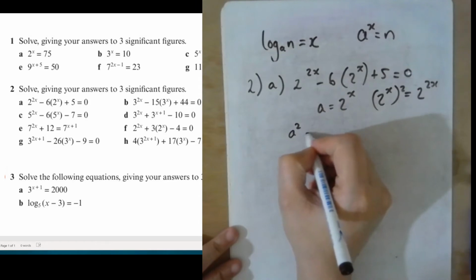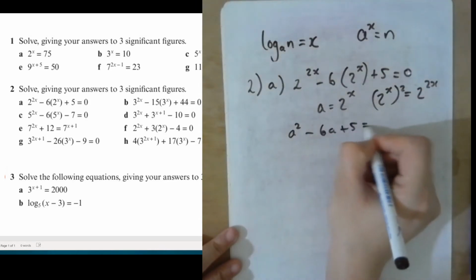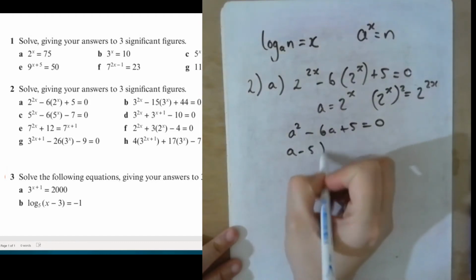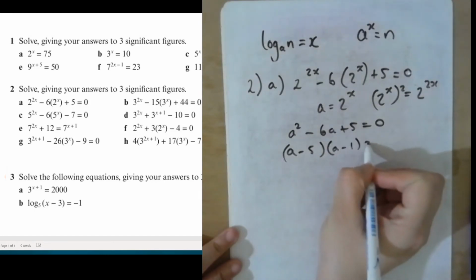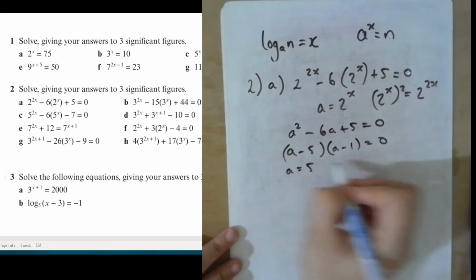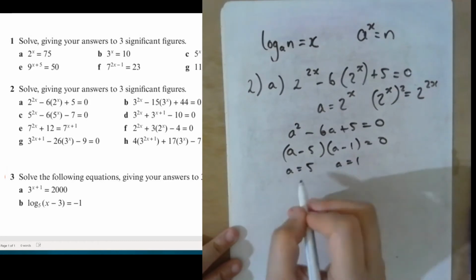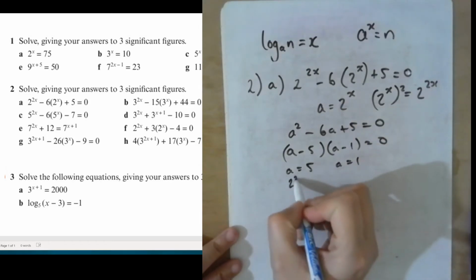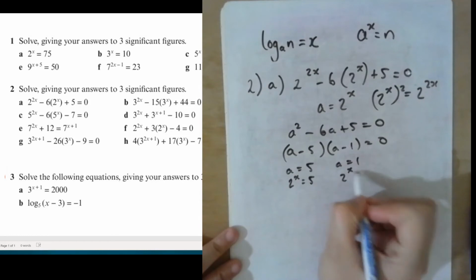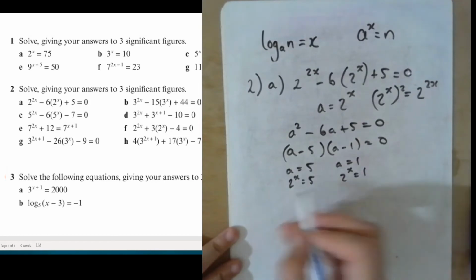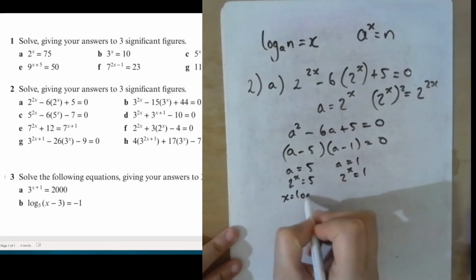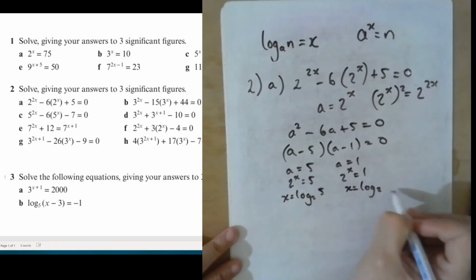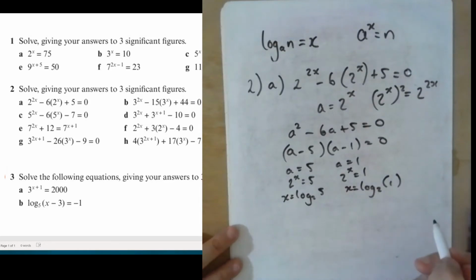So I've got a squared, take away 6a plus 5 equals 0. If you just factorize that, you should get (a minus 5)(a minus 1) equals 0. This is then a equals 5, a equals 1. Instead of a, obviously I want x, I don't want a. So I'm going to say 2 to the power of x is 5, 2 to the power of x is 1. So x is log base 2 of 5, x is log base 2 of 1.